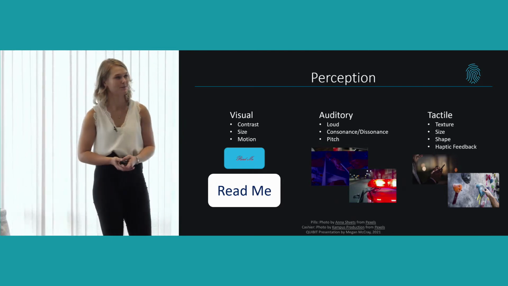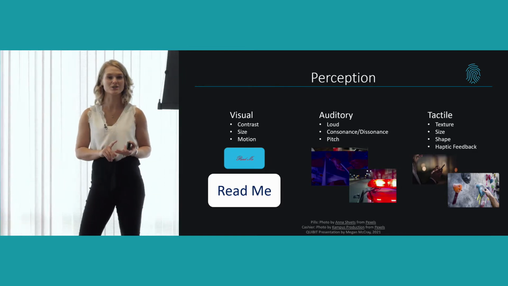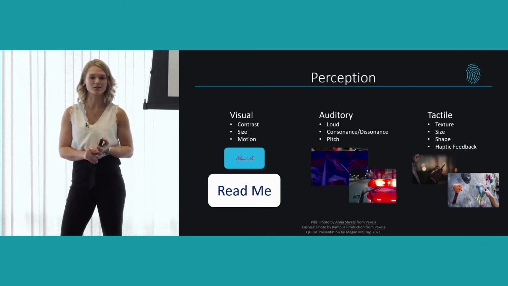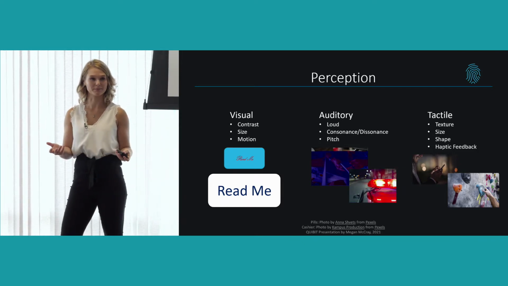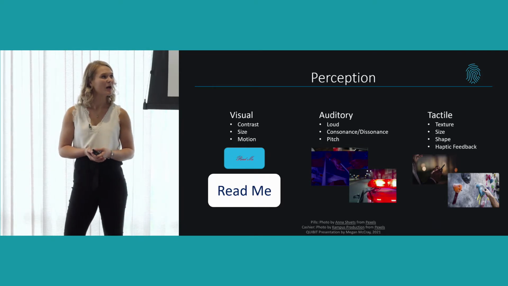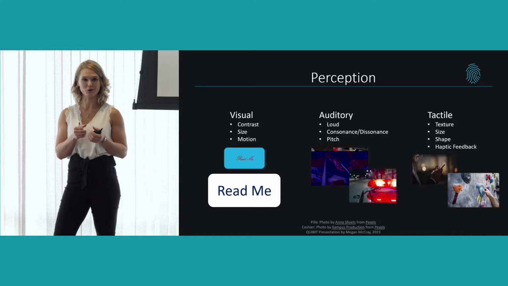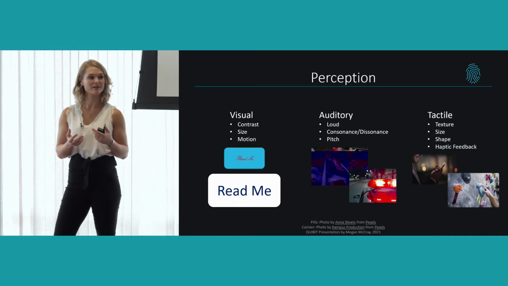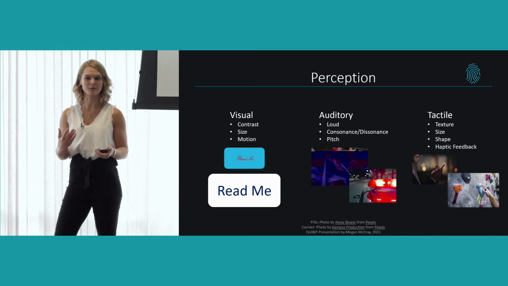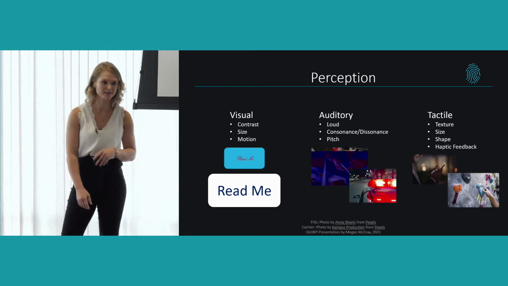Finally, we have tactile perception. Tactile perception can be manipulated through size, shape, and texture. This is also called tactile coding, and I'll go into an example of this a little bit later. And finally, we have haptic feedback. So when you're typing on your phone and you get a little buzz every time you type a letter, this is your device confirming with you or giving you that feedback that your input has been detected.